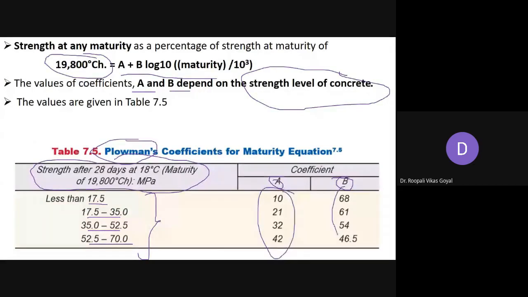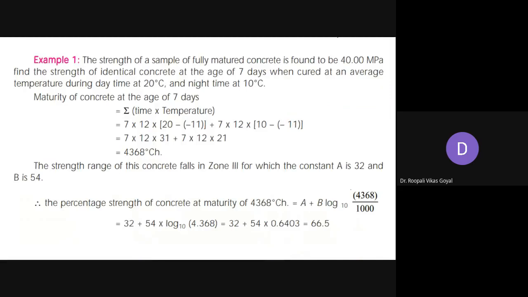Now, to understand whatever I explained up till now, I will give you one small example that you can solve in your notebook. Okay, so this example will explain the concept of maturity and how it is useful. Just try to see this example. It's a very simple example, but it will clear your mind regarding this maturity aspect.